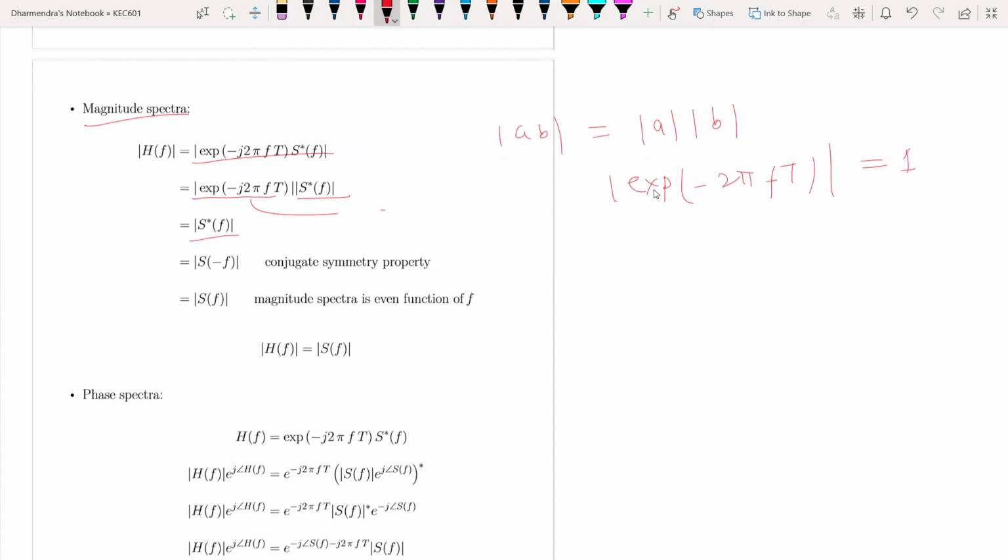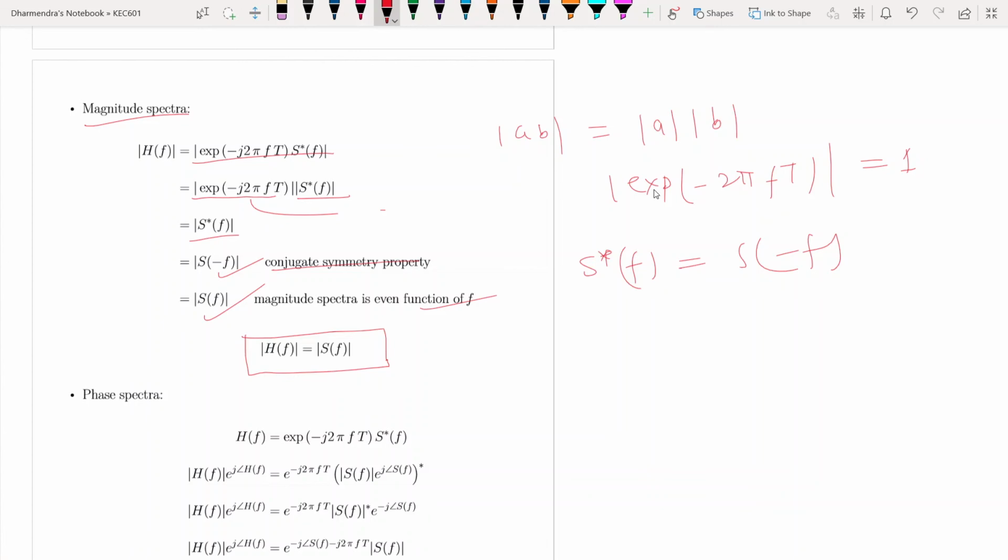Okay, so this will be this, because of the absolute value of the conjugate symmetry property. Applying the conjugate symmetry property means the conjugate of S of f will be S of minus f. Do you know the Fourier transform property of a real signal, that the magnitude spectrum is an even function? So this will be equal to this. So the magnitude spectra of the frequency response of the matched filter should be equal to the magnitude spectra of the signal S of t.